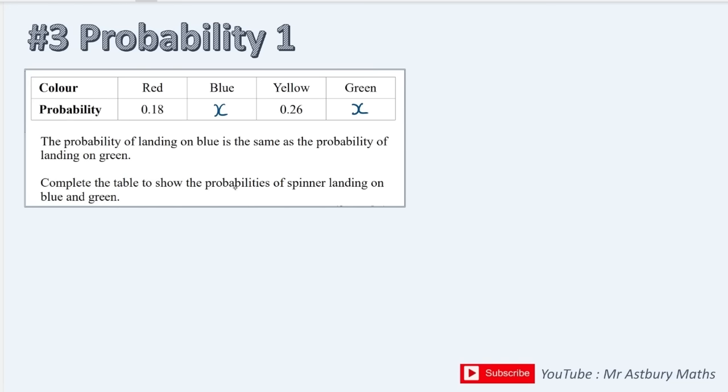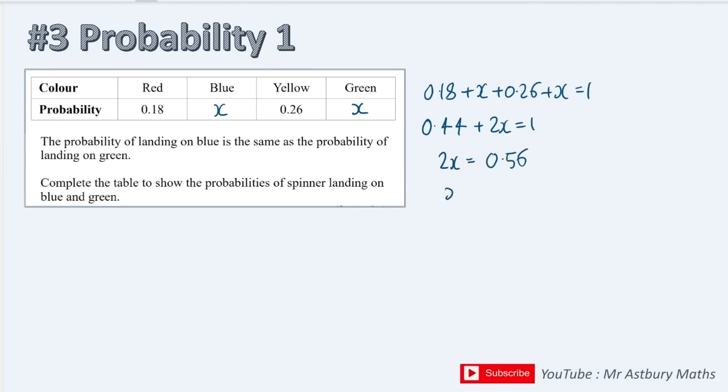And then it asks us to work out what these probabilities are. Well, like I've just said, the sum of all the probabilities. So in this case, I'm going to add up all of these possibilities here, and that will equal 1. 0.18 plus 0.26 is 0.44. And we've got two x's here. That's equal to 1. Subtract 0.44 from both sides gives me that 2x is equal to 0.56. And then divide through, that gives me x is equal to 0.28.